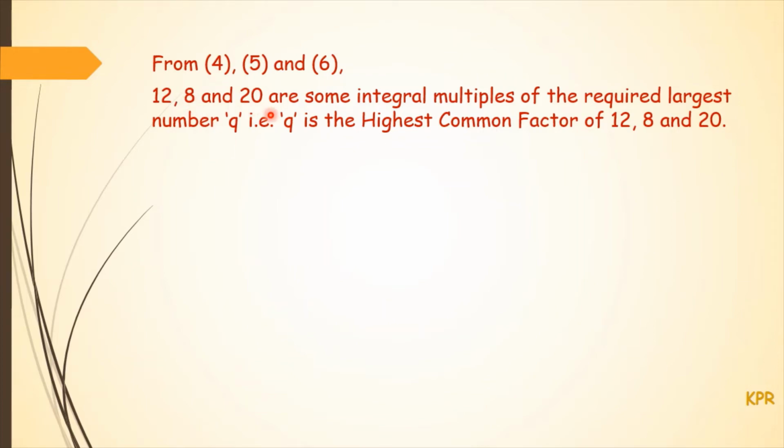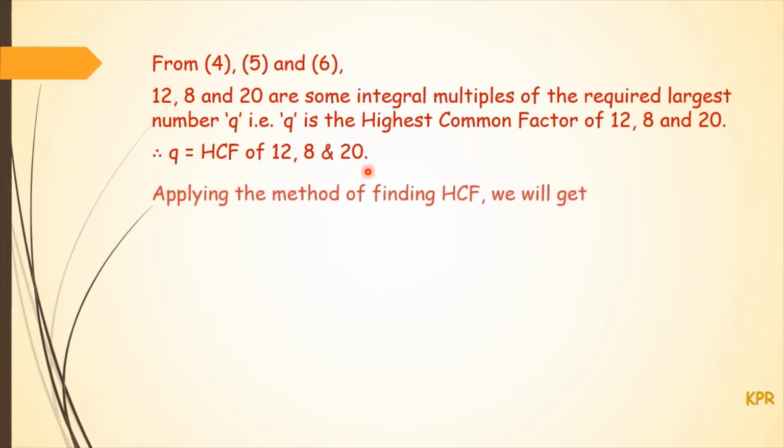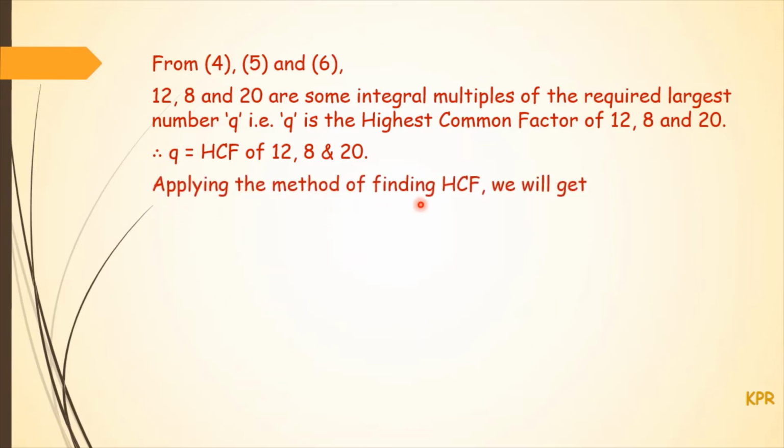As these are multiples of Q, Q is a factor of these numbers, and the largest factor. So Q is the highest common factor of 12, 8 and 20. Highest common factor is nothing but HCF. So Q is equal to the HCF of 12, 8 and 20. Applying the method of finding HCF, we will get Q is equal to 4.